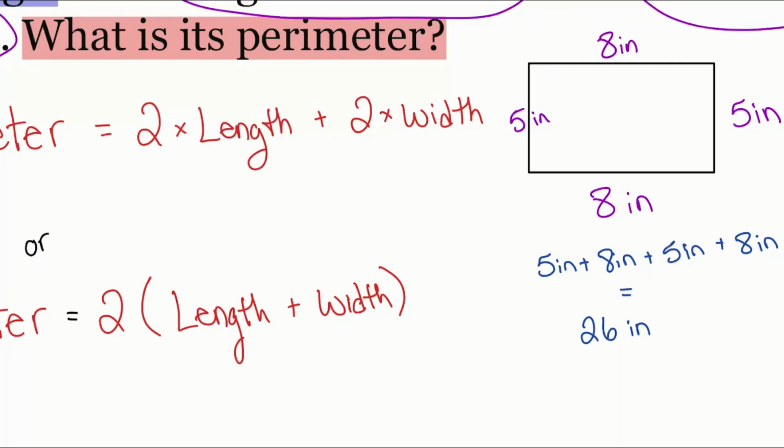Everybody, the length was 8. So what is double 8? If I multiply 8 by 2, what's that going to be? 16. That's pretty easy. Nice. Then, if we take a look at the width, that's 2 times 5, because the width is 5. What's that going to be? That's going to be 10.